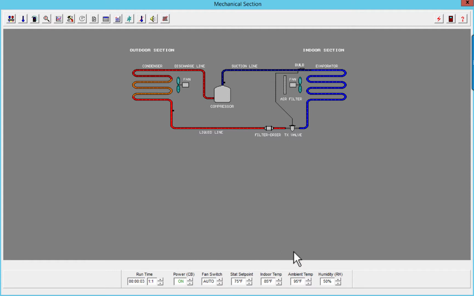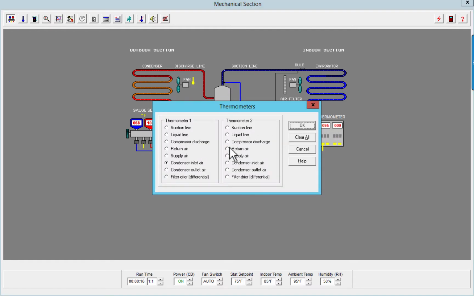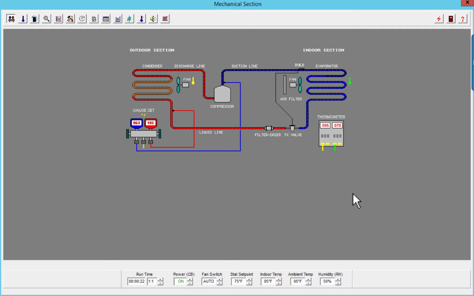Okay. Let's throw some gauges on here. And I want to throw my temperature probes on. I'm going to put one on the condenser fan inlet, and I'm going to put the other one on my supply air. Okay. Now, what's the first thing that you notice going on here?